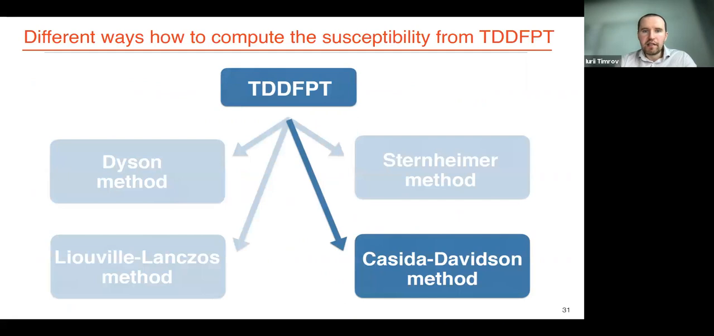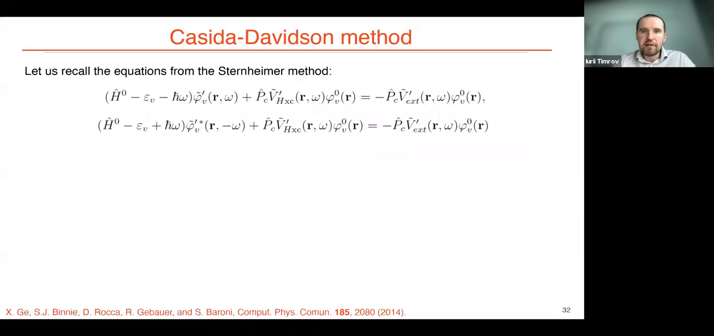Okay, and let me mention very briefly the last method. It's the Casida-Davidson method. This last method is used mainly to study molecular systems, so it's popular in quantum chemistry. While Dyson and Sternheimer are used mainly in solid state physics, Liouville-Lanczos is effective both for molecular and also extended systems. So, briefly about Casida-Davidson.